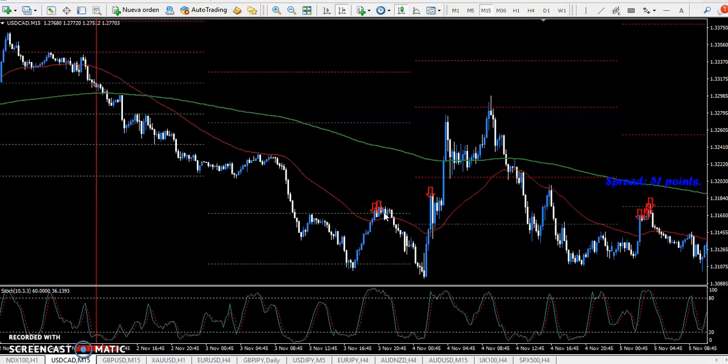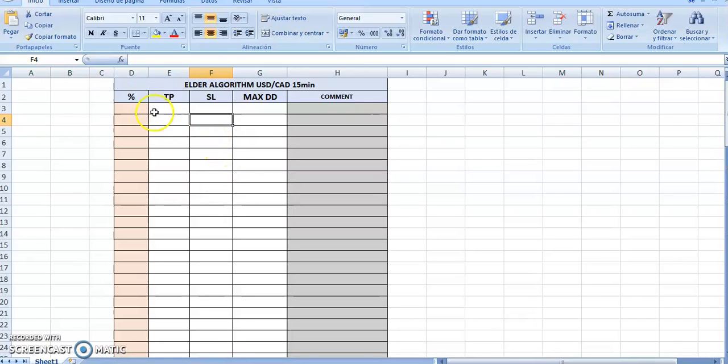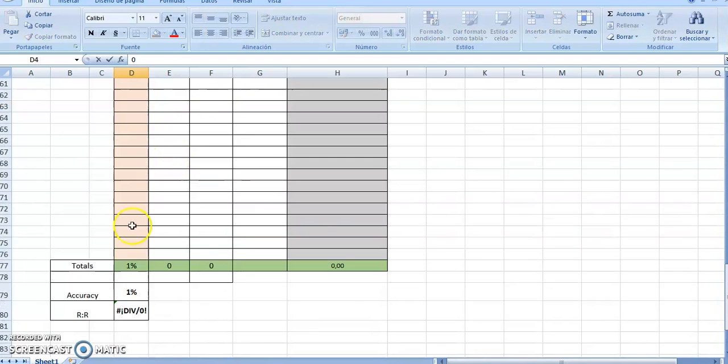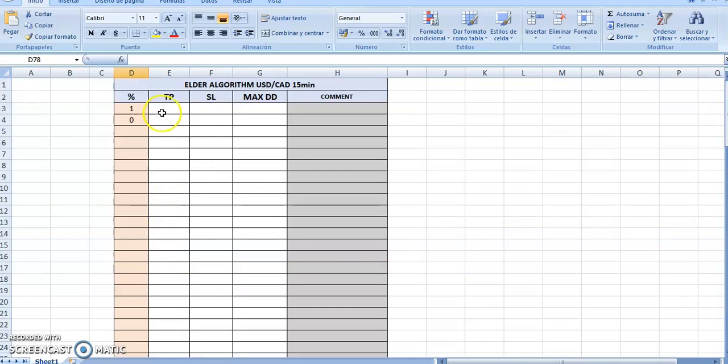Once we've got our chart set up, we just want to open up an Excel spreadsheet to track all the trades. In my Excel spreadsheet, I just like to have a percentage here. I'll put a 1 if it's a winning trade, and I'll put a 0 if it's a losing trade. At the bottom here, it's just going to add that up and divide it by the number of trades, and this will just give us our percentage accuracy of the strategy itself. If it's a winning trade, I'll place it under the take profit, and if it's a losing trade, I'll place it here in this column.